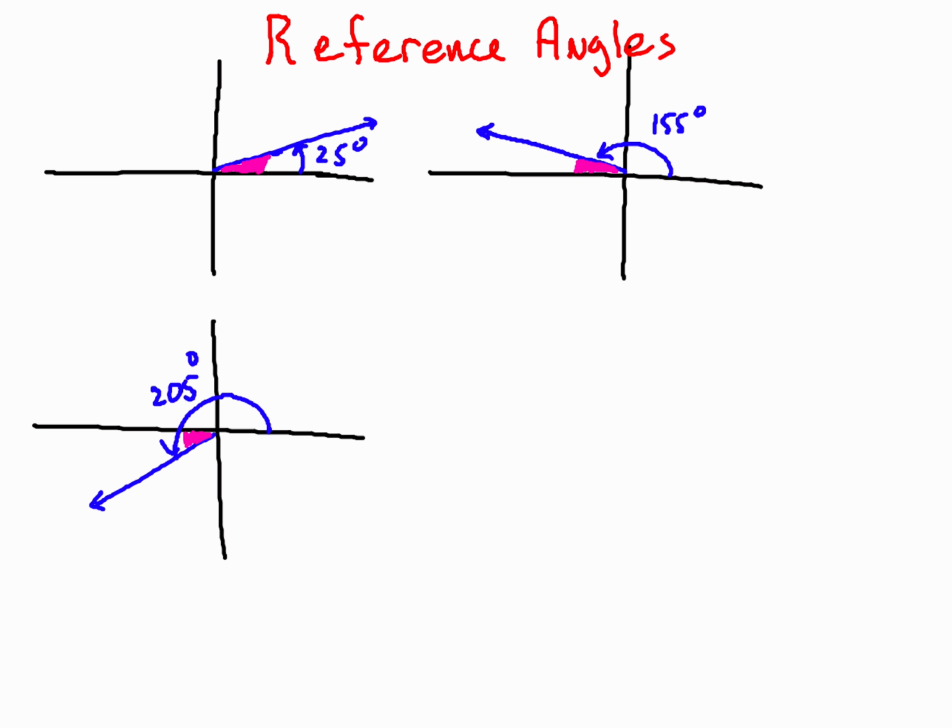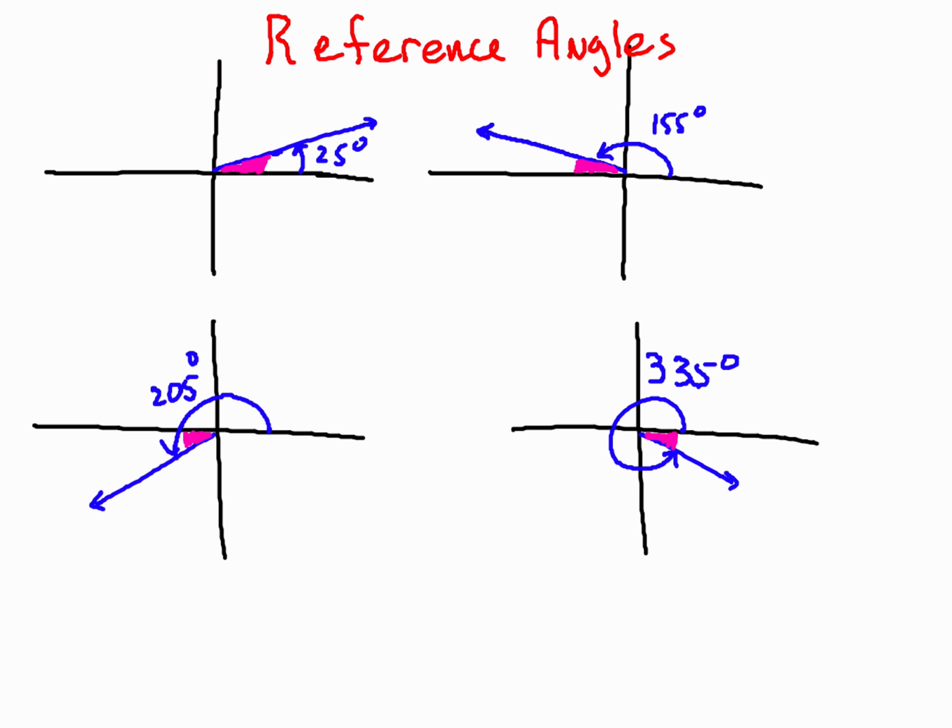Now look at this pink angle on 205 degrees. That pink angle is again the reference angle for 205 degrees. And if we look at 335 degrees, the pink angle shown here is also the reference angle for 335 degrees. So let's take a look at what you can see about a reference angle.